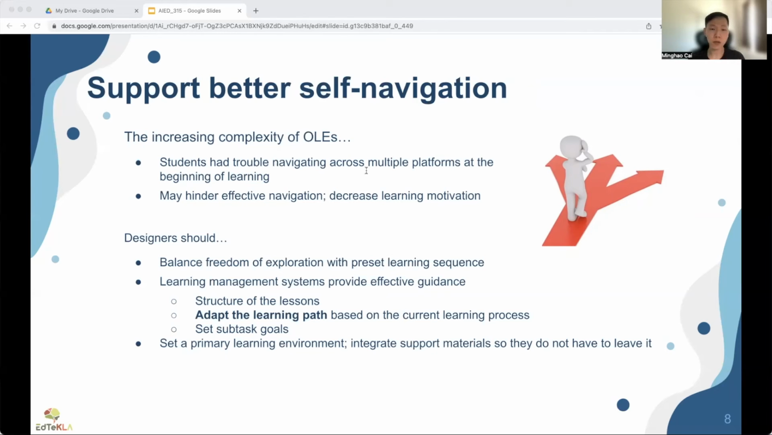So we think when we have the ability to build a complex system that supports multiple activities, a key point is that the designer should balance the freedom of exploration with a preset learning sequence. The learning management system could be a good solution, providing a structure of lessons and even adapting the learning paths based on current progress, by setting sub-task goals or feedback that can give students guidance while still allowing some flexibility. Another thing is setting a primary learning environment which integrates the support materials, so students do not have to frequently jump among platforms, guaranteeing a smooth learning process.